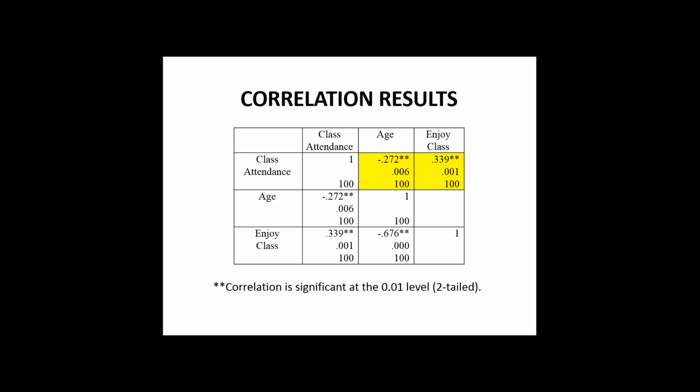So for our purposes here, we see that on this second line right here, that age is 0.006 and enjoyment of class is 0.001, meaning that, right, so the intersection of class attendance, age, and enjoy, there's a statistically significant relationship between age and class attendance. Now, since it's negative for age, that means as age goes up, class attendance significantly goes down, right? Two different directions, negative. Enjoyment is positive, meaning as enjoyment goes up, class attendance also goes up, significantly positive relationship.